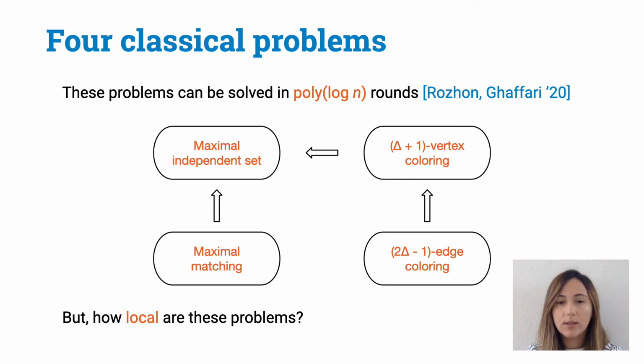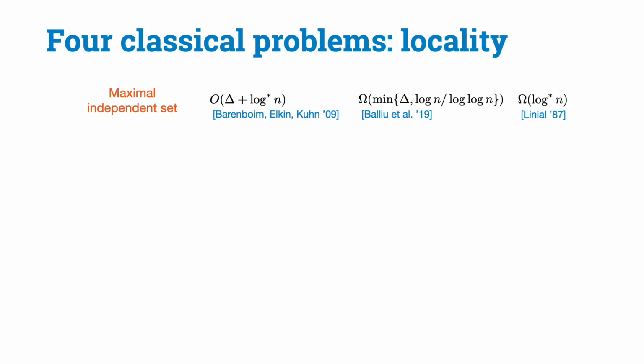Hence, in order to understand how local these problems are, researchers have studied the complexities as a function of the maximum degree delta. So let's see what we know about the locality of these problems. Barenboim, Elkin, and Kuhn showed that delta plus 1 vertex coloring can be solved in order of delta plus log star n rounds, implying that also maximal independent set can be solved in the same number of rounds, by first finding a coloring and then greedily going through color classes.